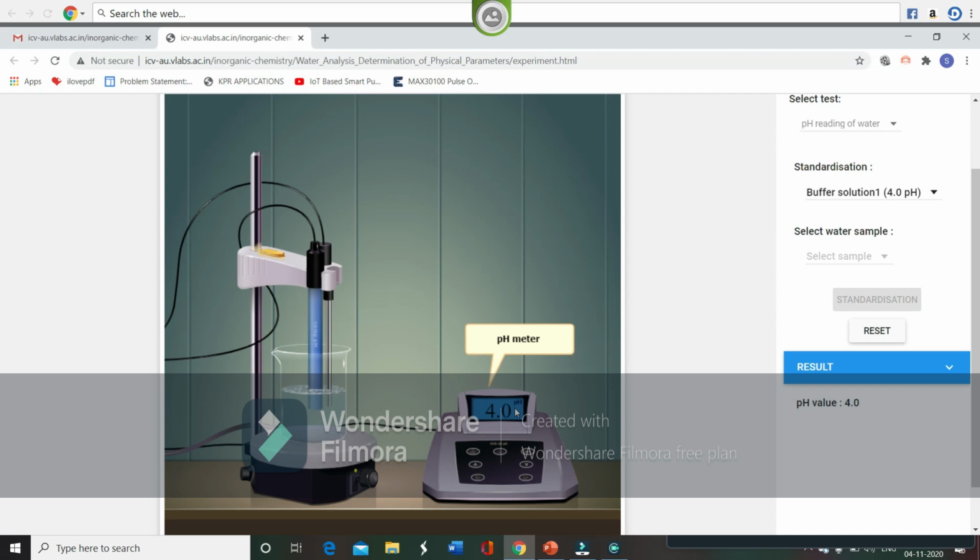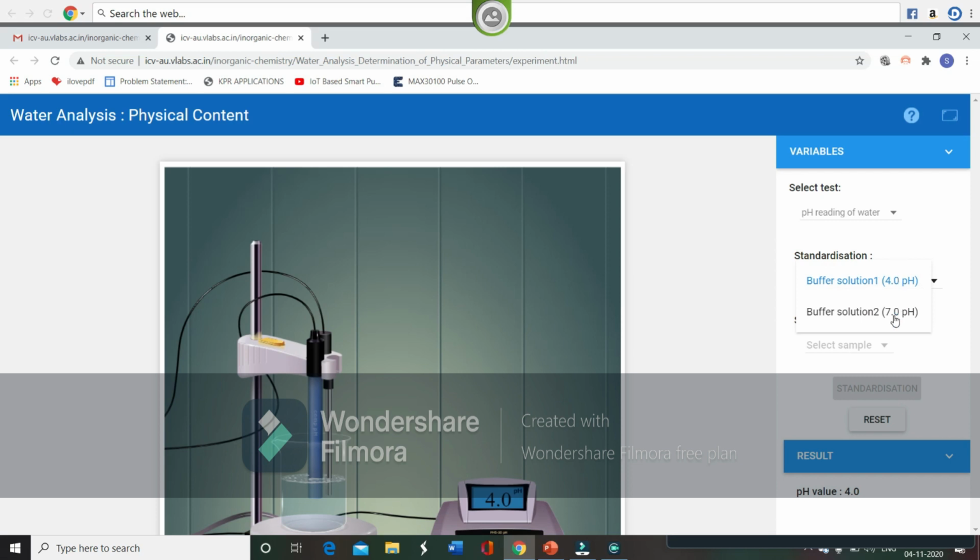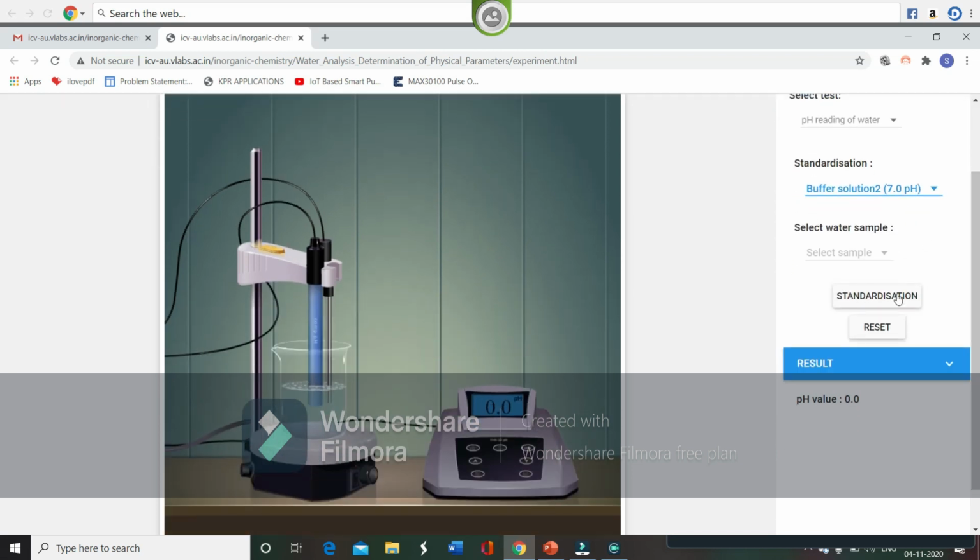Now take the second pH buffer solution, pH 7, click on standardization and check if the pH meter displays pH 7. If pH 7 is not read in the pH meter, adjust the knob gently, such that the pH meter reads 7. Now calibration is done.